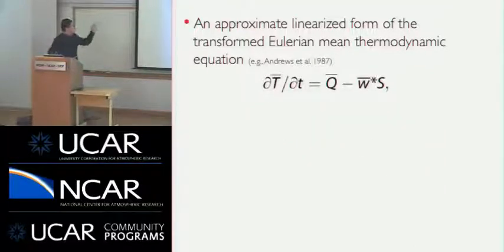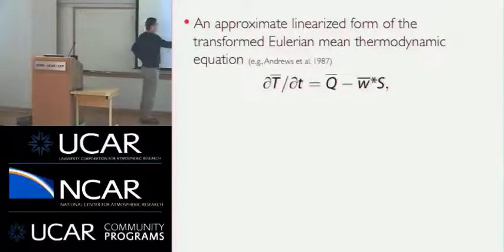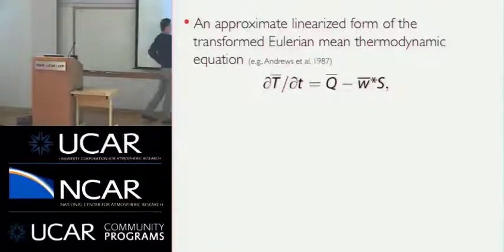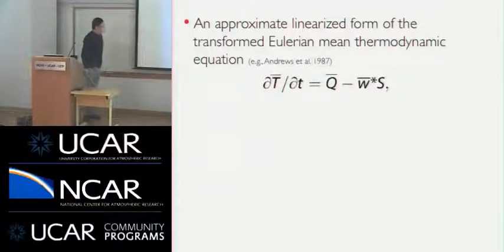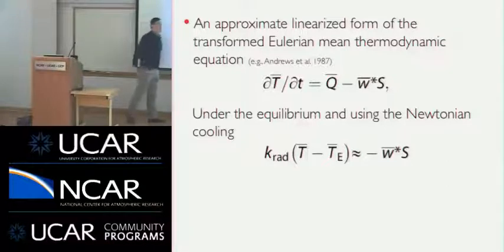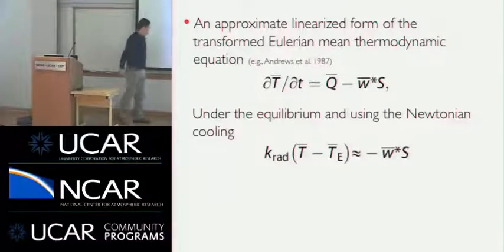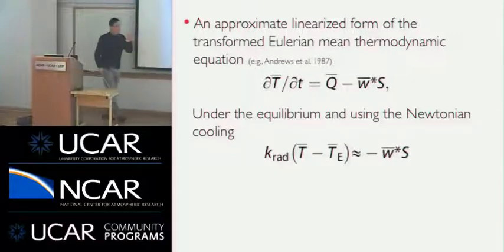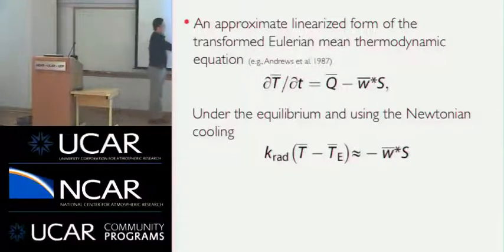Before that, I first put up a simple equation, an approximate linearized form of the transformed Eulerian mean thermodynamic equation. The partial T partial t, the local temperature change, equals Q, the radiative heating rate, minus W star, the residual velocity, times S, a stability parameter. Bar means zonal mean. Under equilibrium, this term would be 0. Now if we replace the radiative heating term using Newtonian cooling, by this equation, this is what we have. T_E is the radiative equilibrium temperature. If we keep the composition of the atmosphere fixed, this will not change.